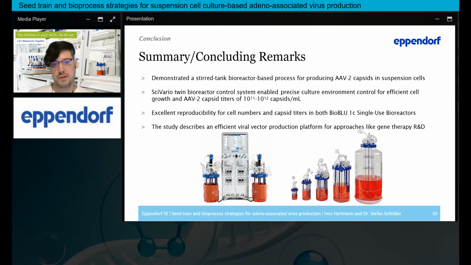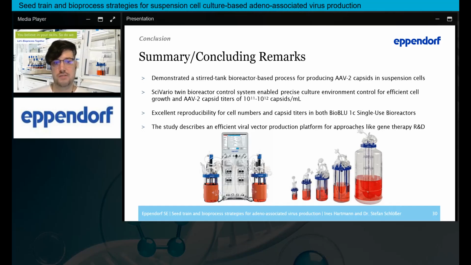What was demonstrated here is a stirred-tank bioreactor-based process for producing AAV2 capsids in suspension cells. We could see that the Saverio-Twin bioreactor system, in combination with the BioBlue 1C single-use bioreactors, as well as a good seed train before, of course, resulted in efficient cell growth and AAV capsid titers from 10^11 to 10^12 capsids per milliliter. We could also see that the process was very reproducible, thanks to the precise parameter control.